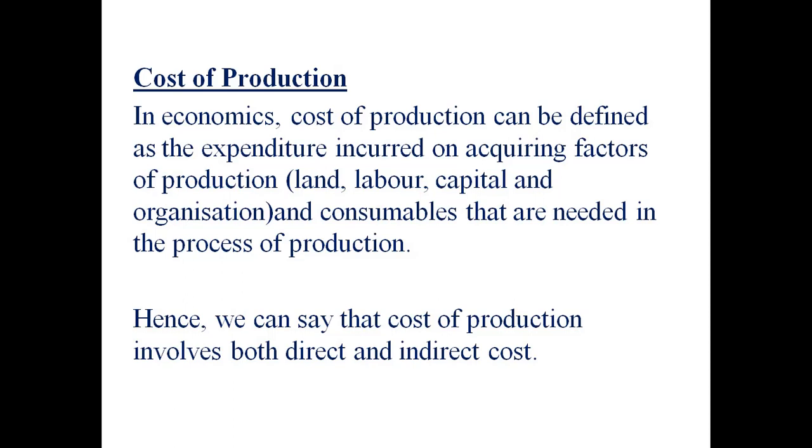Okay, and we also have to meet some indirect expenditures during the process of production, and these are called consumables. So you can say that cost of production is the sum total of direct cost as well as indirect cost, and this direct cost is also your factor cost. Okay, that is the cost that is involved in the acquisition of factors of production is your direct cost. Okay, and the cost that is involved in the purchase of consumables is known as indirect cost.